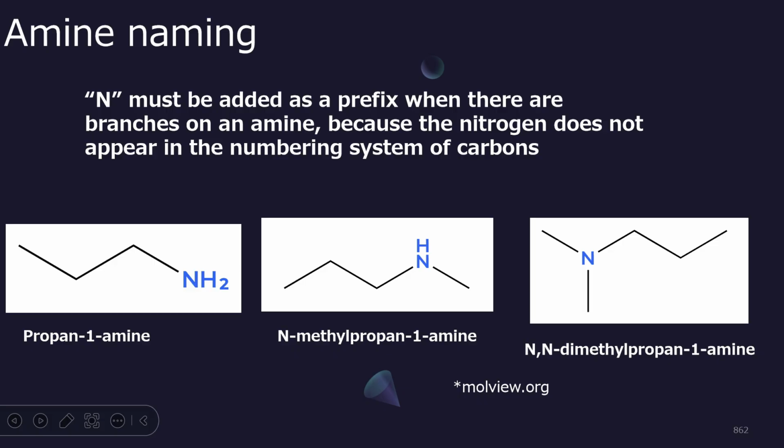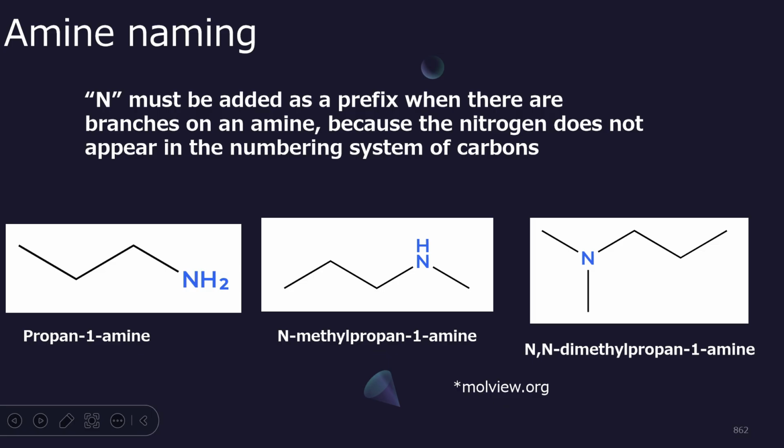Amine naming is also a little bit unique sometimes. When there are things attached to the nitrogen, especially for secondary and tertiary amines, a capital N must be added as a prefix when there are branches on an amine, because numbers only indicate numbers of carbon on a principal chain, right? Nitrogen isn't on that principal chain, therefore does not have a number. But if we add things to it, we need to still have a locant, so we use the big N locant.